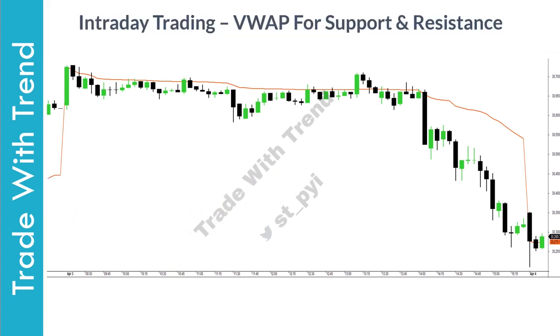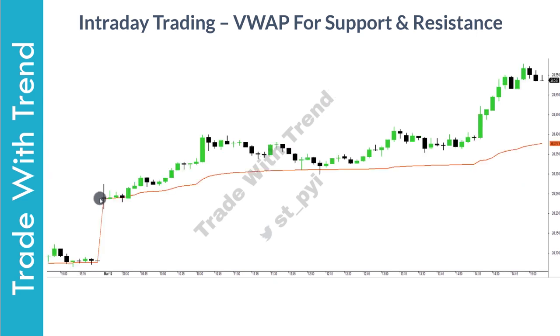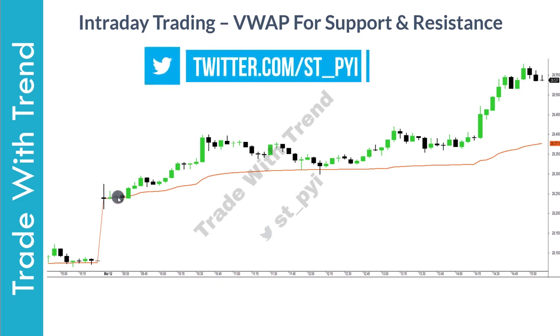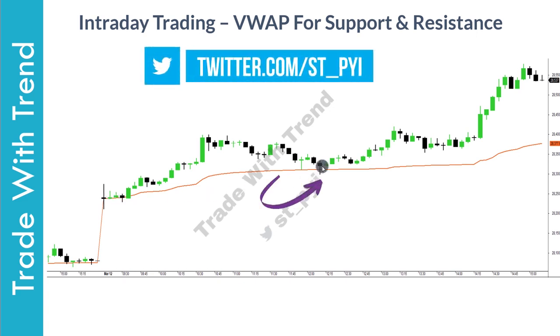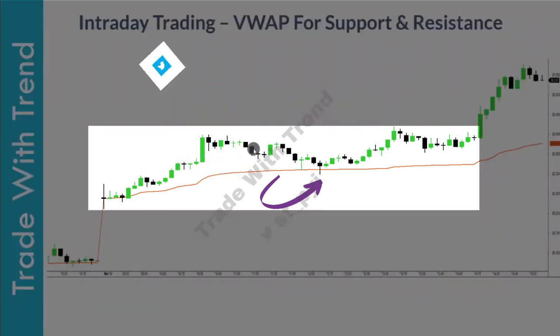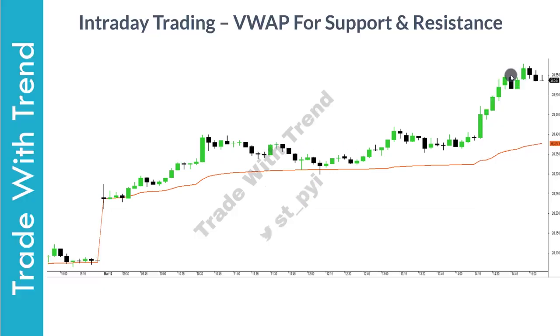Always focus on simplicity and don't overcomplicate your charts. Let me now show you one more example of support and resistance. In this chart, price gaps up and then remains around the VWAP level. Price attempts to move higher and then again retests this VWAP region with a long tail candle.